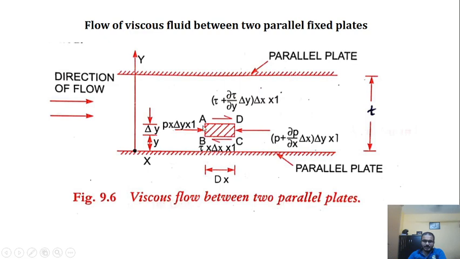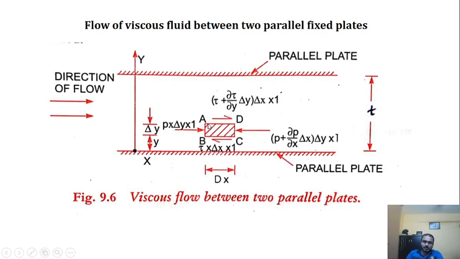We are considering an elementary volume having x dimension as delta x and y dimension as delta y, and the third dimension, which is perpendicular to your screen, is taken as unity, and the distance of this element from this bottom parallel plate is small y. Here, similar to the previous theory, we are having two forces. First is pressure force and second is shear force.